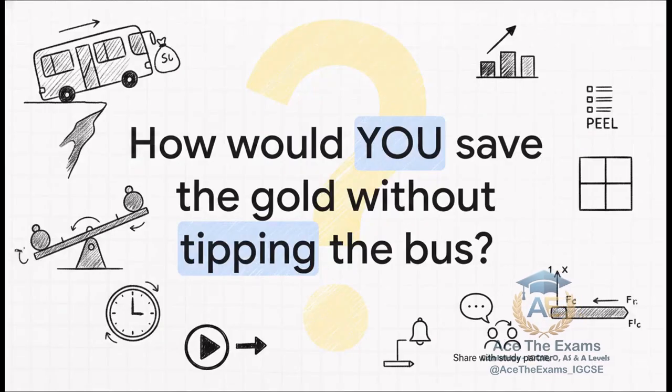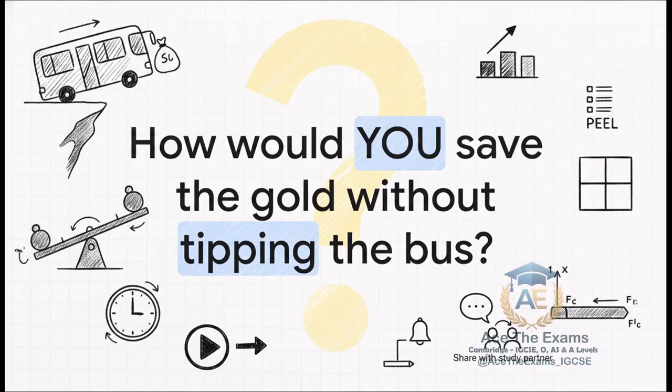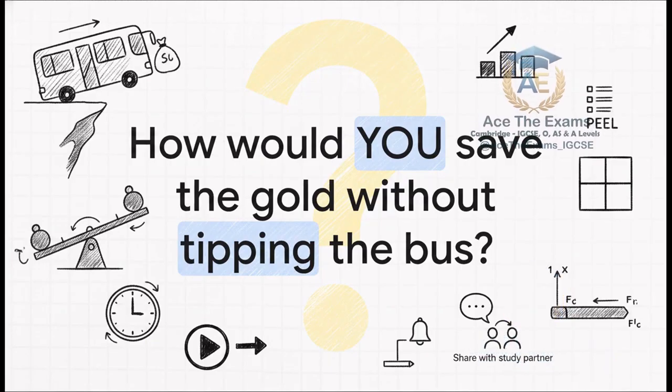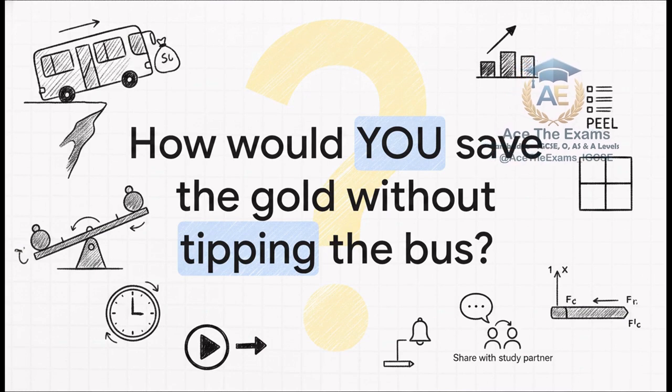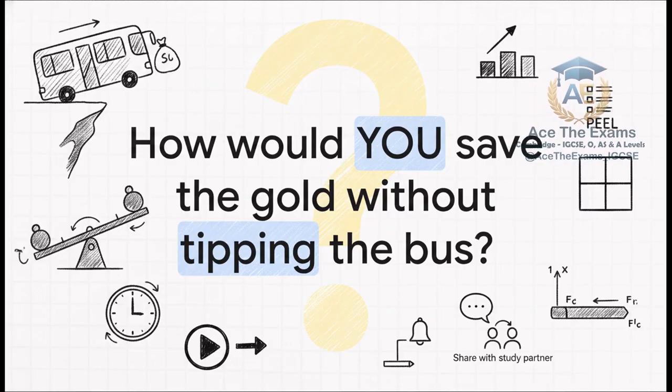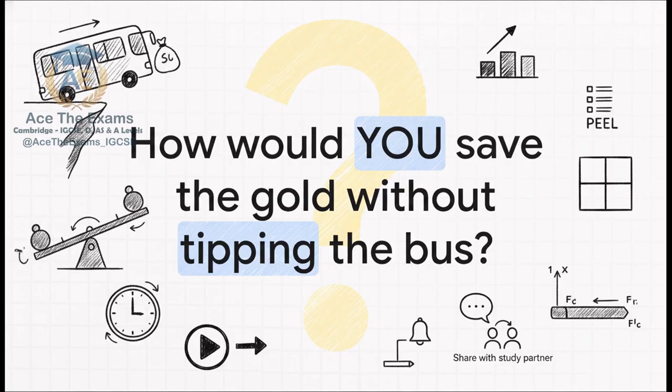So, putting yourself in the shoes of a Cambridge top-tier student, knowing the principle of moments inside and out, how would you save the gold without tipping the bus? What is the mathematically correct, perfectly balanced physics solution to this cinematic cliffhanger? You'd have to incredibly carefully manage both the clockwise and anti-clockwise moments to maintain that delicate equilibrium. Think about it and see if you can apply these exact principles yourself.